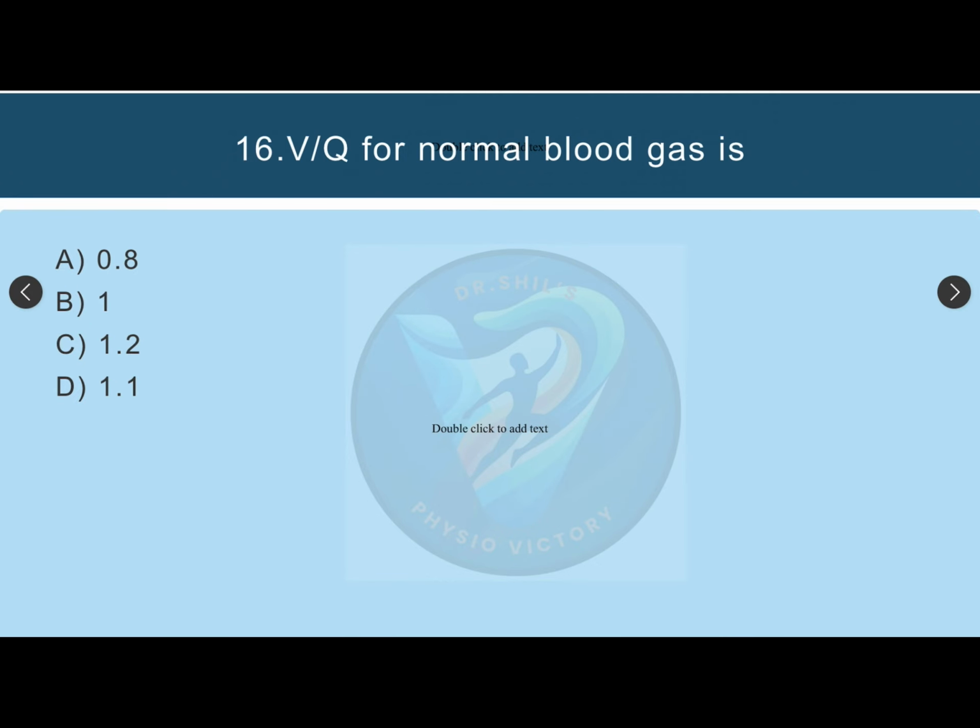Next question, V by Q for normal gas is, so the ventilation perfusion ratio. Option A 0.8, option B 1, option C 1.2 and option D 1.1. So the ventilation perfusion ratio for normal blood gas is option A, 0.8.